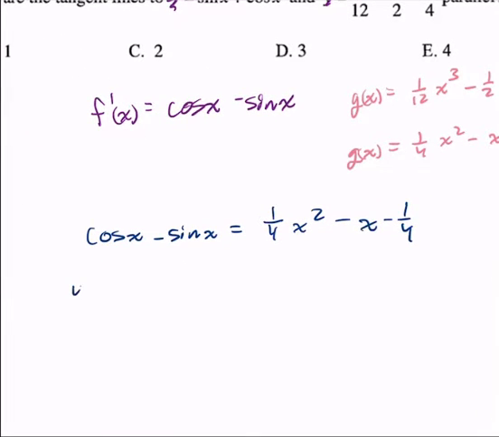Now, I don't like fractions very much, so I'm going to multiply everything by 4. It's not going to change our results. So we have x squared minus 4x minus 1. The right side is not factorable, which leads me to believe even more so that we should use a graphing calculator to figure this out. So how would we use a graphing calculator?